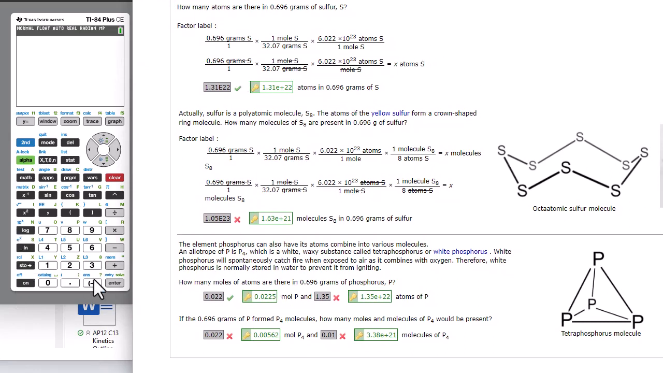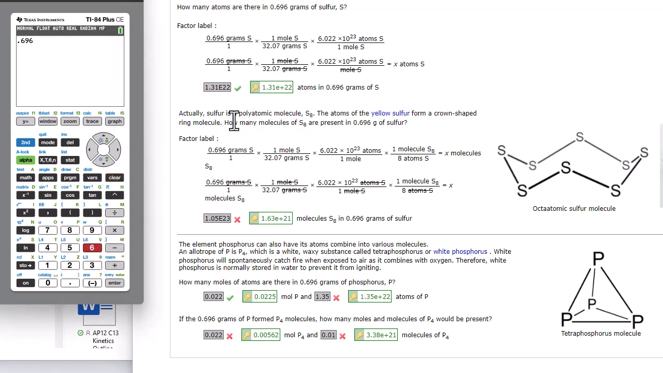I'll take my 0.696, and we've looked this up on the periodic table, 32.07. Oops, I should have divided that. Divide by 32.07 grams per mole. Grams per mole. We always take grams and divide by the molar mass to get the moles. And we've got about 2/100ths of a mole.